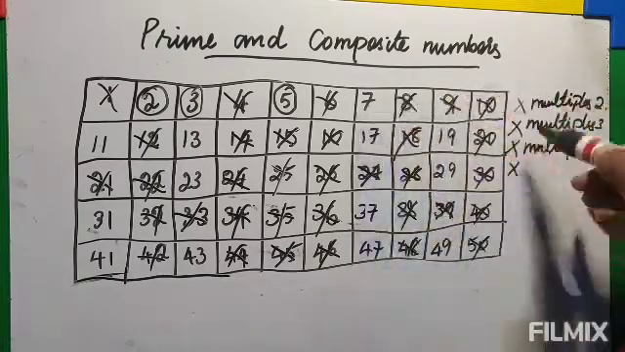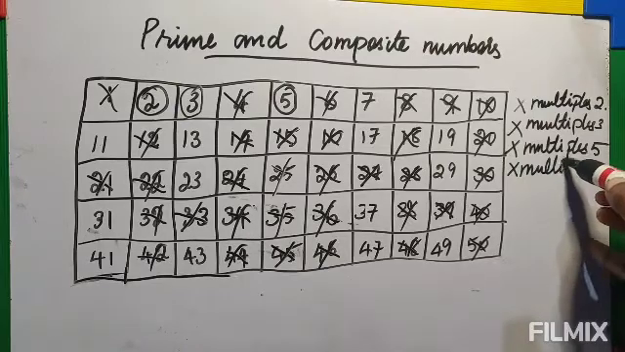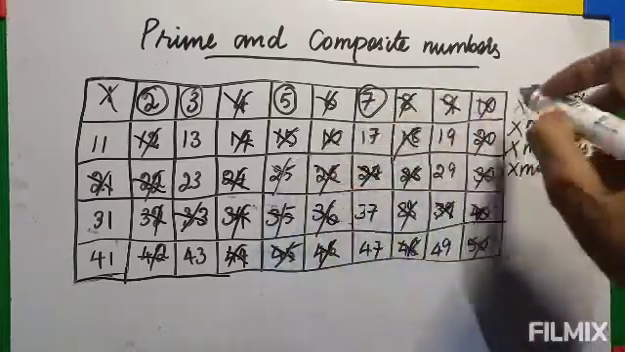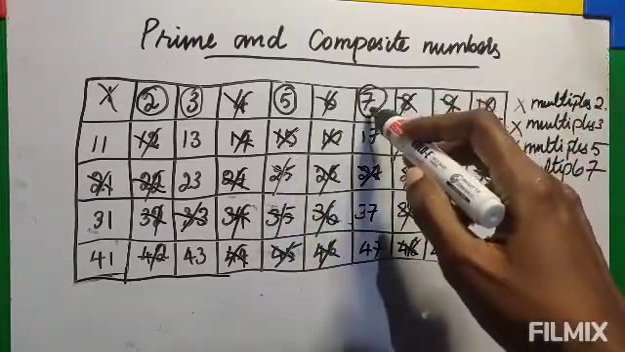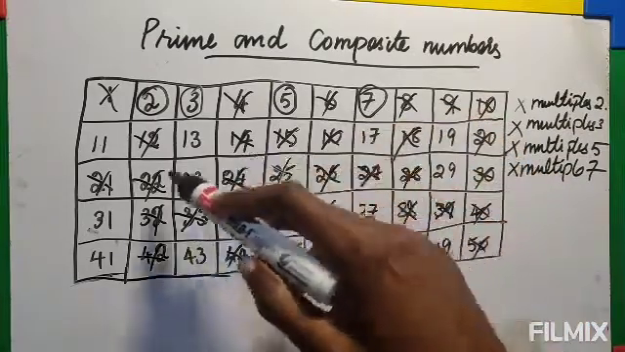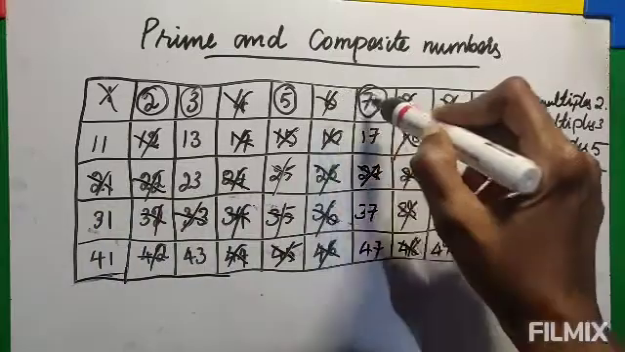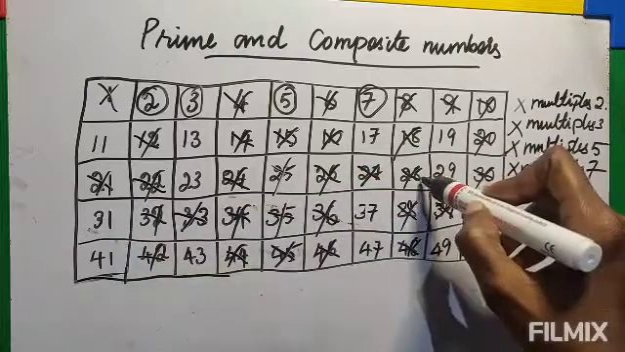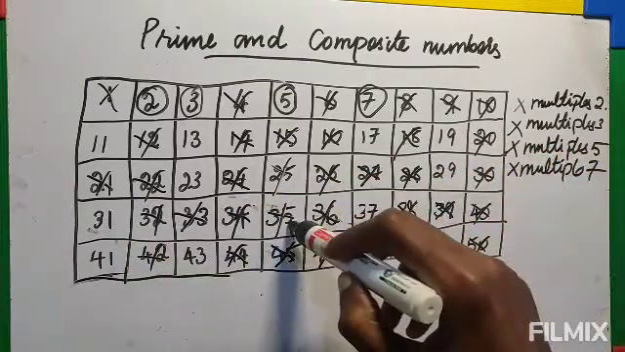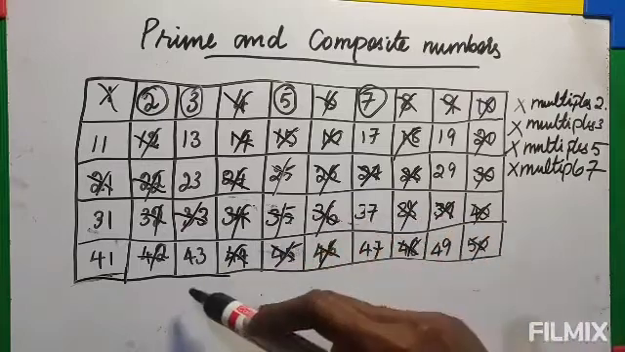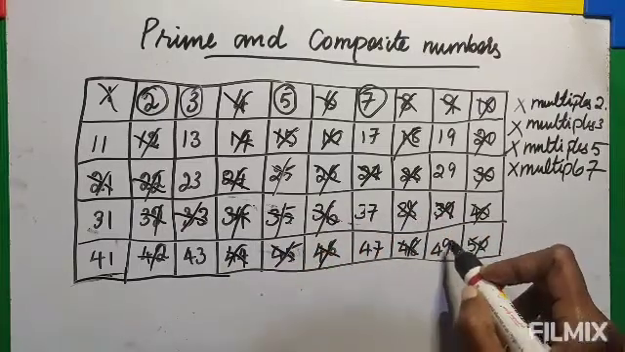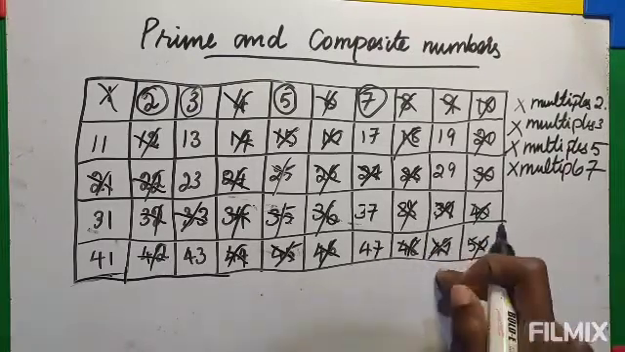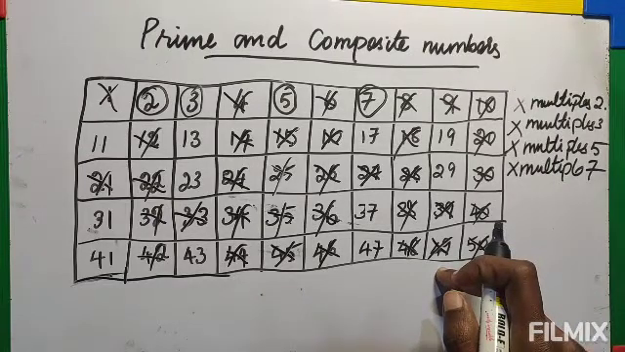Now we circle 7 and cross out the multiples of 7. Multiples of 7: 7, 14 already crossed out. 7 ones are 7, 7 twos are 14, 7 threes are 21, 7 fours are 28, 7 fives are 35, 7 sixes are 42, 7 sevens are 49. So let's cross out 49.